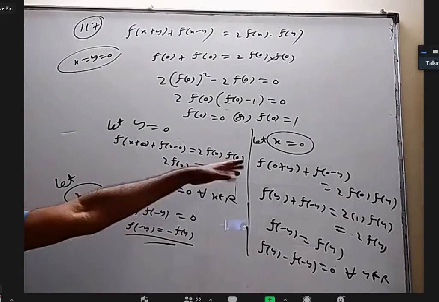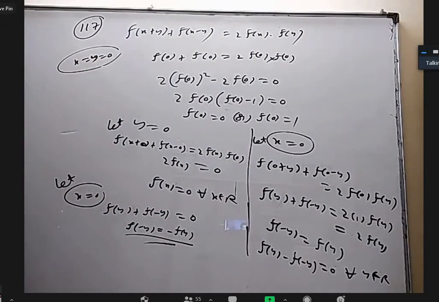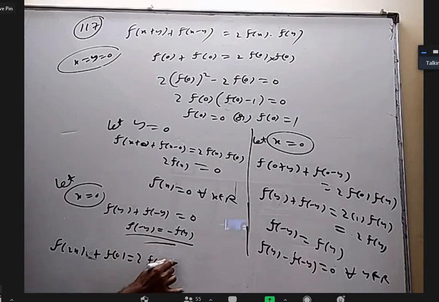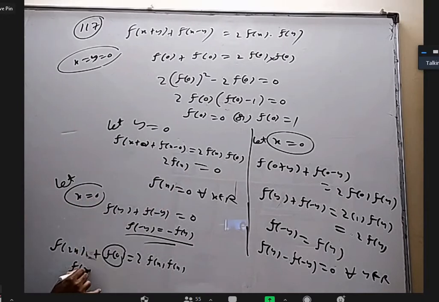In fact, let us take the second case, x equal to y. Wherever x is there, substitute y. What happens? You will get f of 2x plus f of 0 is equal to 2 into f of x into f of x. Wherever y is there, I substitute x. And f of 0 is 1 for me there. So I got f of 2x is equal to 2 into f of x whole square minus 1.